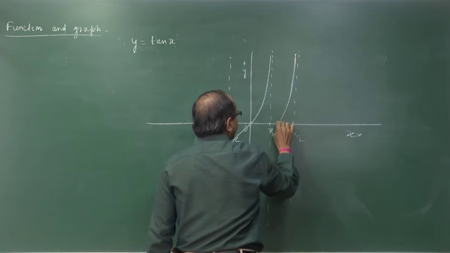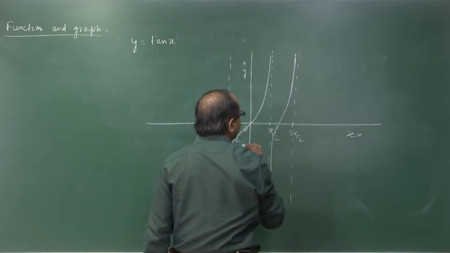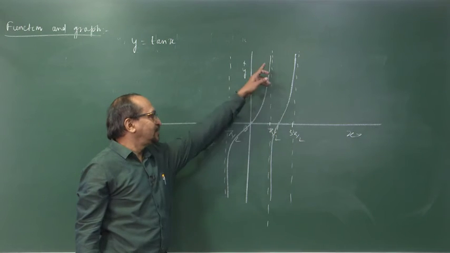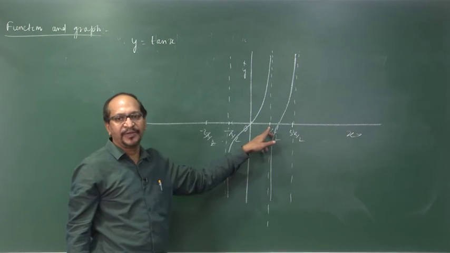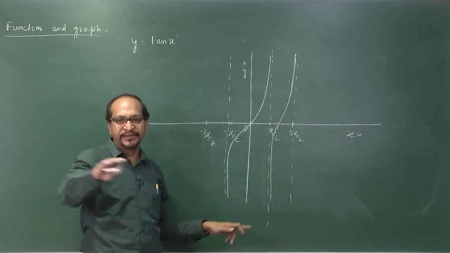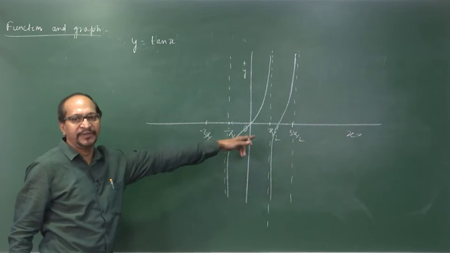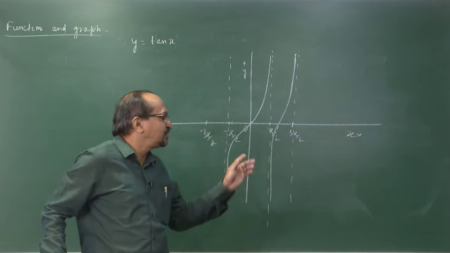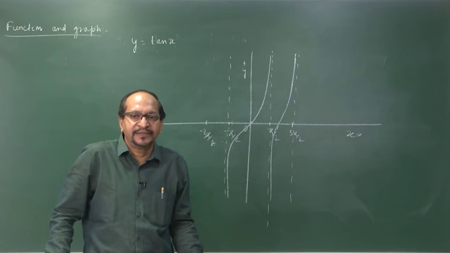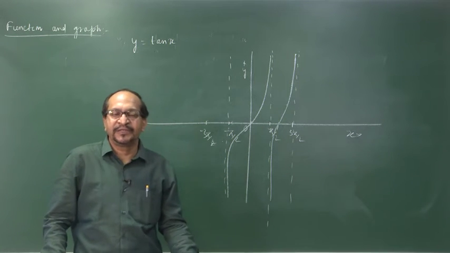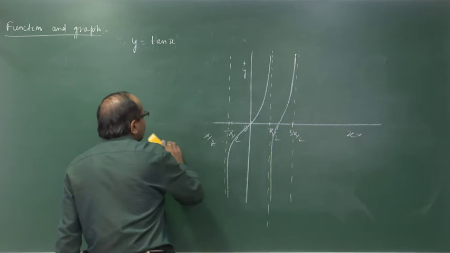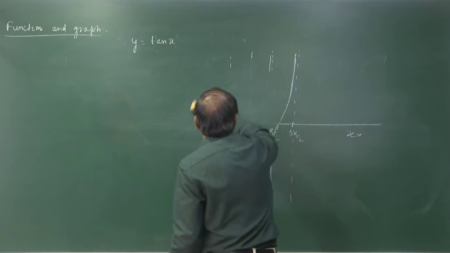So, you can see the graph is breaking here at the point pi by 2. There is a loss of continuity over here for the tan x, and this is not the situation in case of sin x and cos x. Okay. So, this is our trigonometric function. Let us discuss exponential function.